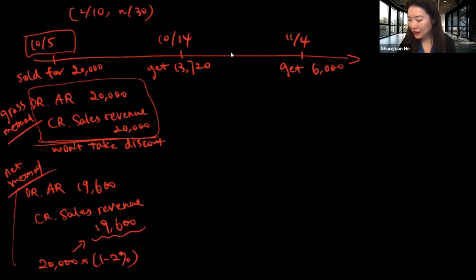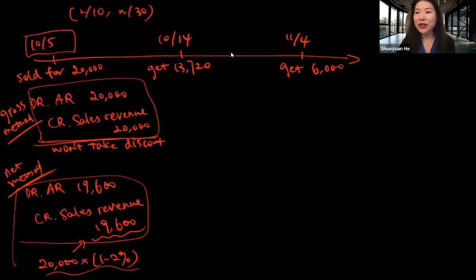How about in the second journal entry, the net method? Instead of using the gross $20,000, we're using a net number, net of the discount. So in the second method, are we assuming the customer is going to take the discount or not? We're assuming the customer will take the discount. So those are the two different ways to account for this. Both are okay. It's totally the firm's choice which one to use because the firm may make different assumptions.